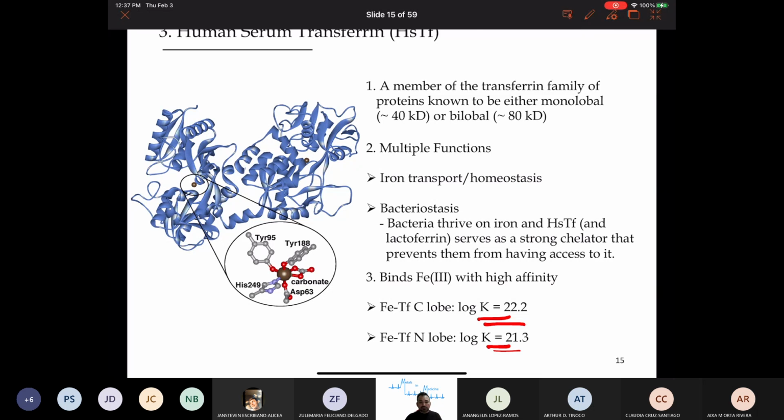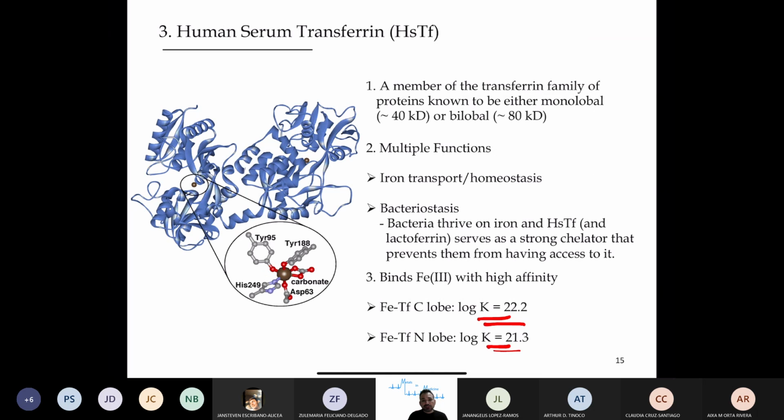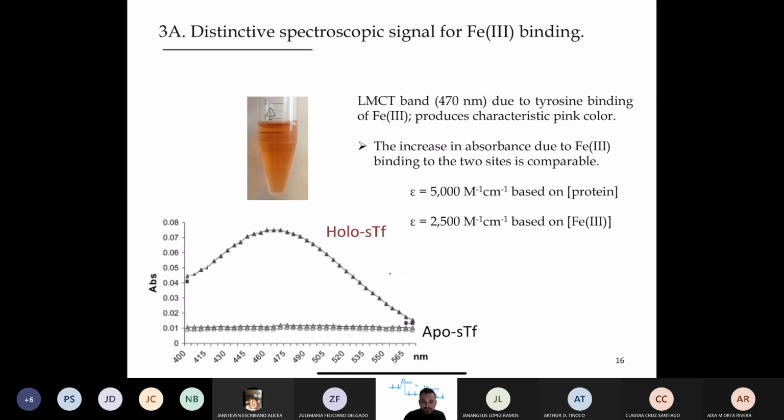Let's remind ourselves about terminology. Remember I said to you, when I refer to proteins as N or C, I'm referring to the two ends of the protein, the N terminus and the C terminus. There's one lobe that's associated with the N terminus and another lobe that's associated with the C terminus. Let's characterize the coordination chemistry even more. I talked about the amino acids that are bound to the metal, and the carbonate. What other spectroscopic features can we focus on?